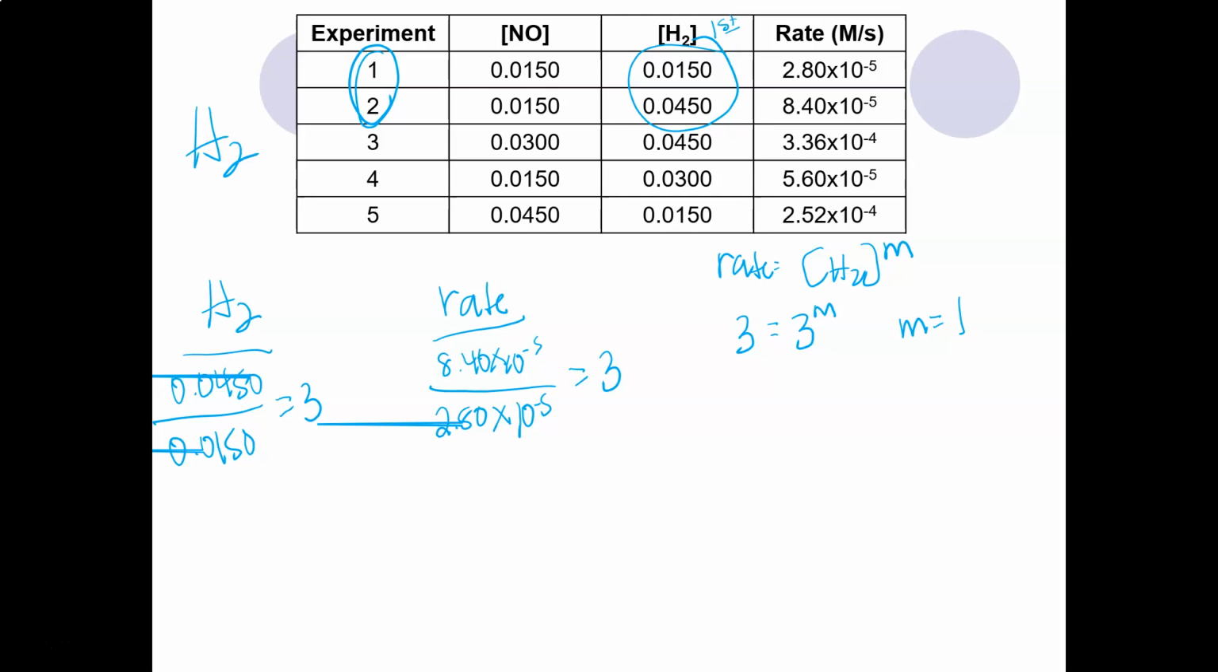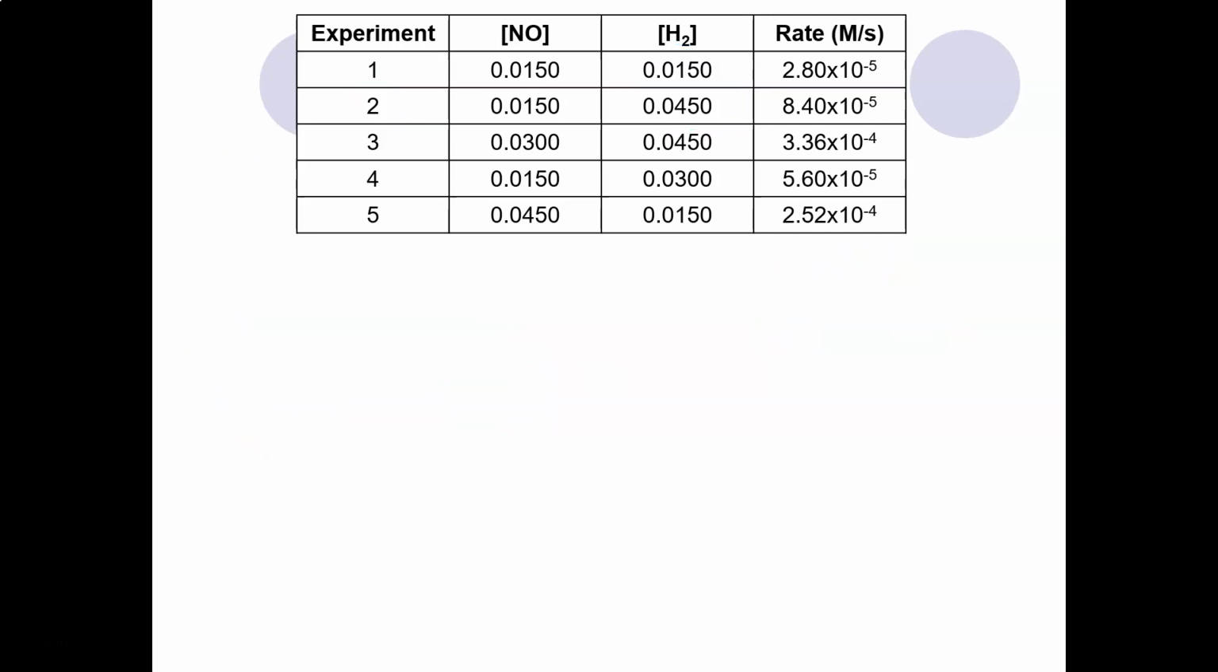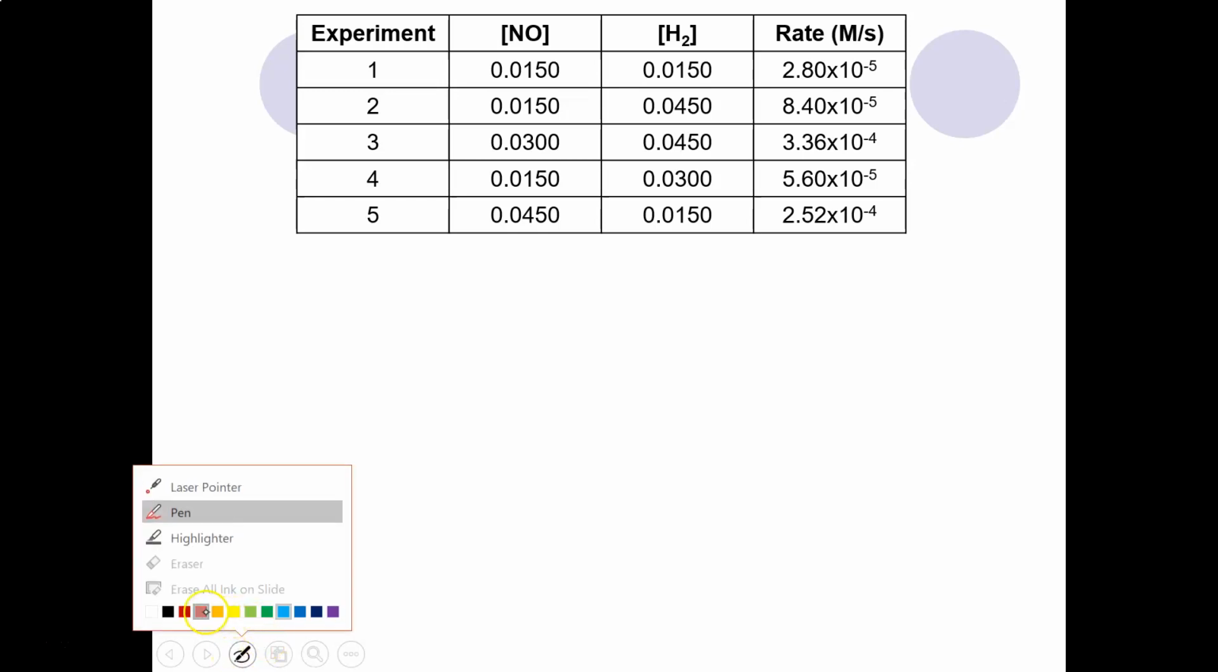Now, if we had looked at experiments 1 and 4, if I'm just eyeballing this, 0.0300 divided by 0.0150 would be a factor of 2. And then this divided by that is a 2. So 2 equals 2 to what power? I would still get first order. Okay, so I'm going to move on to the other chemical.